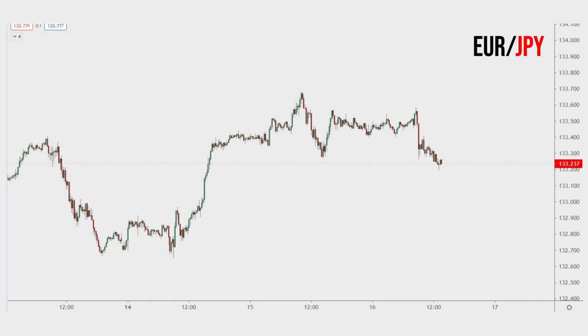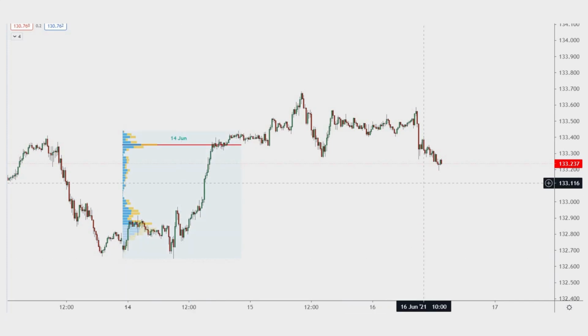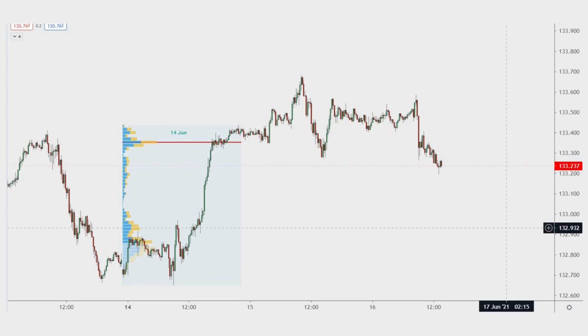Next setup was Euro Japanese yen, 15 minutes time frame. We are doing the same process as we did on the previous setup. We have highlighted the session volume profile of previous day and we are going to analyze it. The point of control of this profile is not fresh and is not as important as in the previous setup.